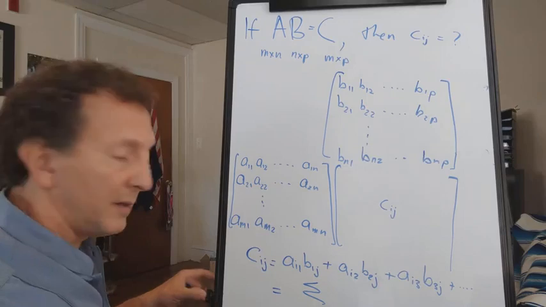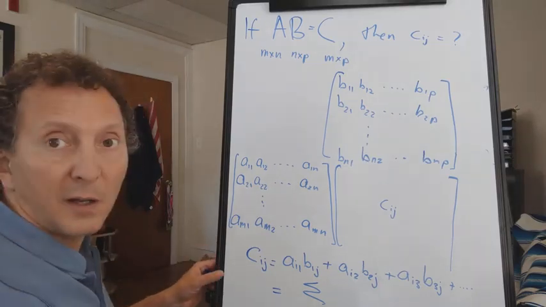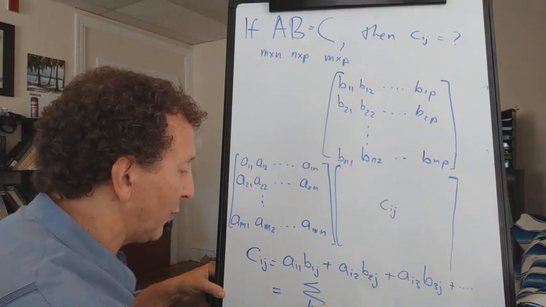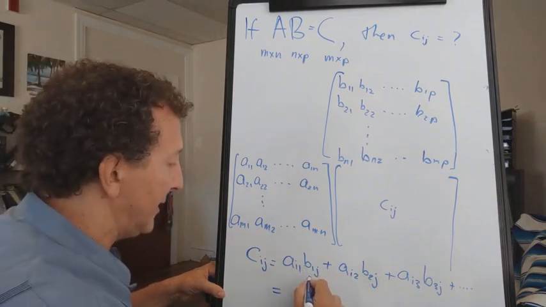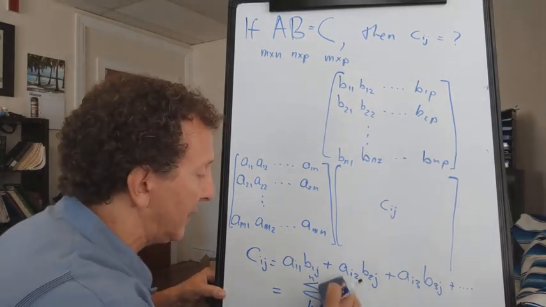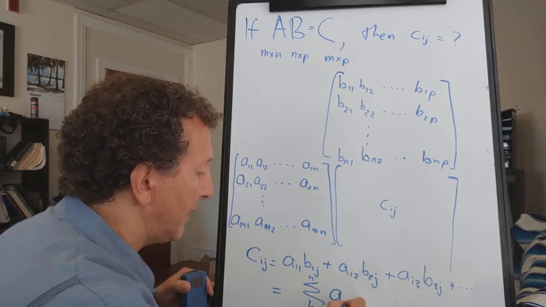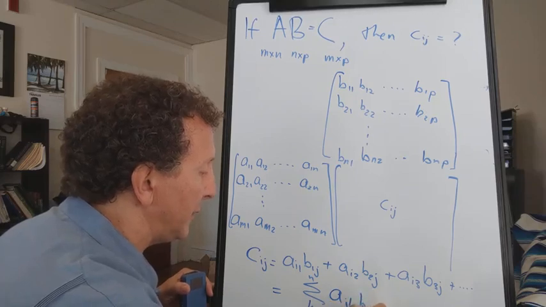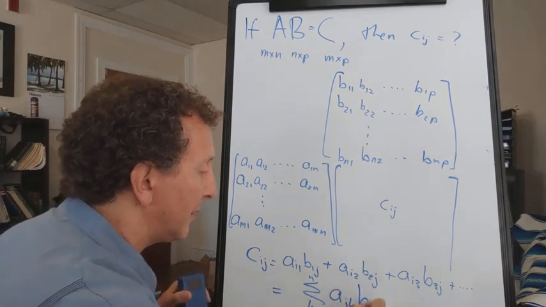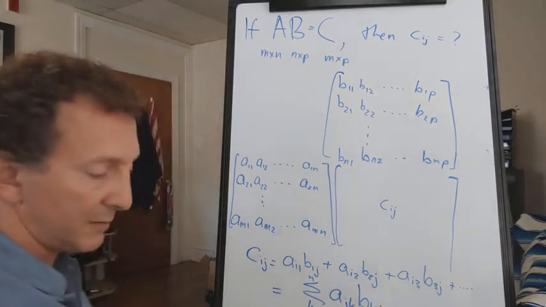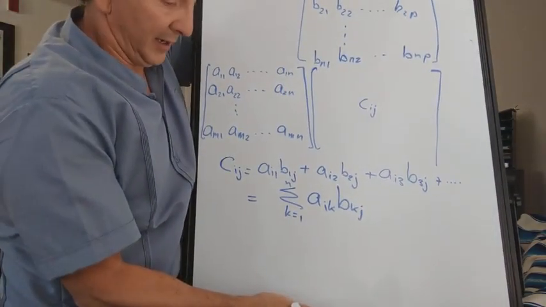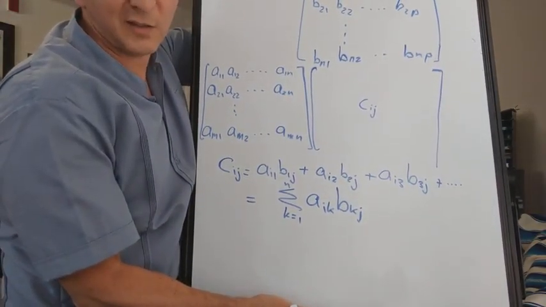So what we get is a sum. I'm going to have to lift this up slightly. As k goes from 1 to n, Aik Bkj. So there we go, Aik Bkj in the sum.